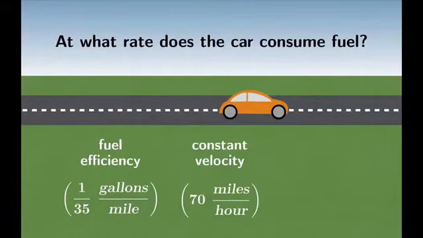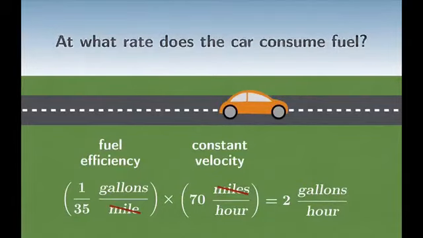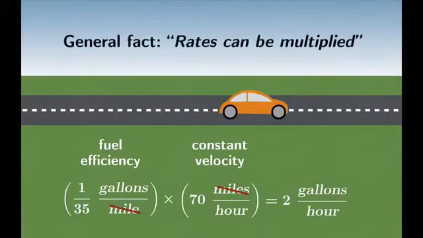It's pretty clear in this case that if we just take the product of these two rates, which by the way gives us the number 2, we'll get the rate of consumption of fuel. If you analyze the units, you'll notice that the miles cancel, and in fact we get 2 gallons per hour. The motto we might invoke here is that rates can be multiplied.